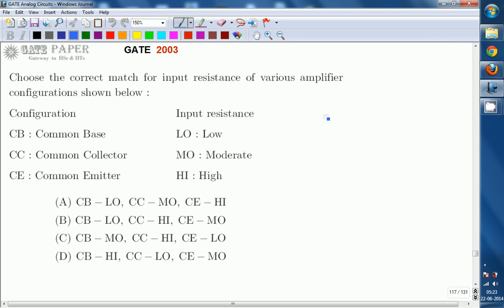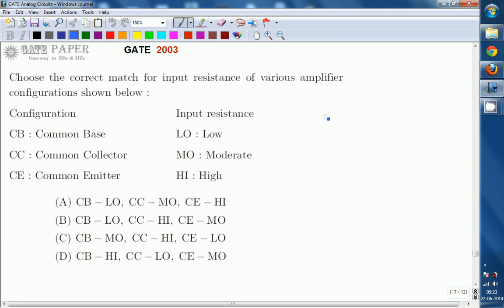Hello, we are discussing the GATE 2003 ECE paper, and this question is related to analog circuits. Choose the correct match for input resistance of various amplifier configurations shown below. The amplifier configurations given are common base, common collector and common emitter, and input resistance is given as low, medium and high.